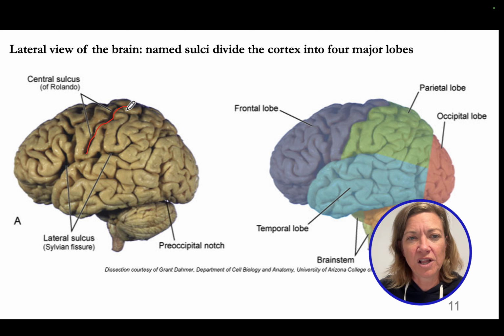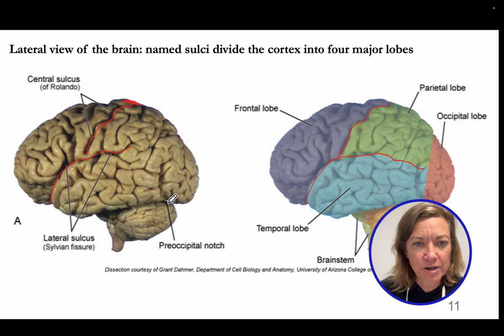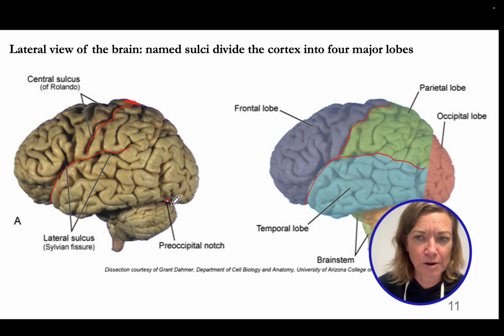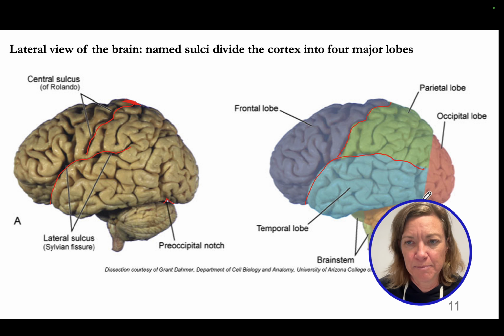If you follow the central sulcus, it is typically the longest continuous sulcus that passes from the sagittal sulcus that divides the hemispheres all the way to the lateral sulcus. So it's typically the longest one traveling in that direction down the lateral surface of the brain. And again, those 2 crucially divide the lobes. And there's another landmark. This is the preoccipital notch, this little divot at the anterior aspect of the occipital lobe. And it's another dividing point.